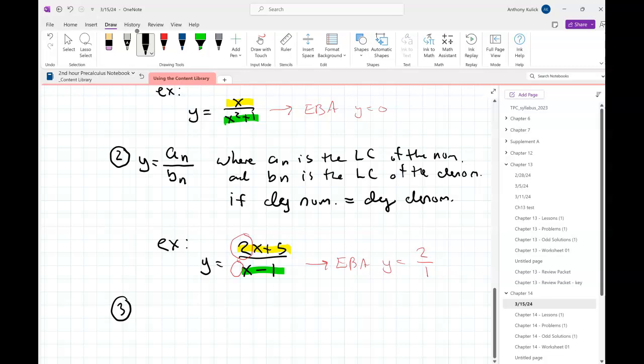The third situation is where y equals q of x, some function of x.